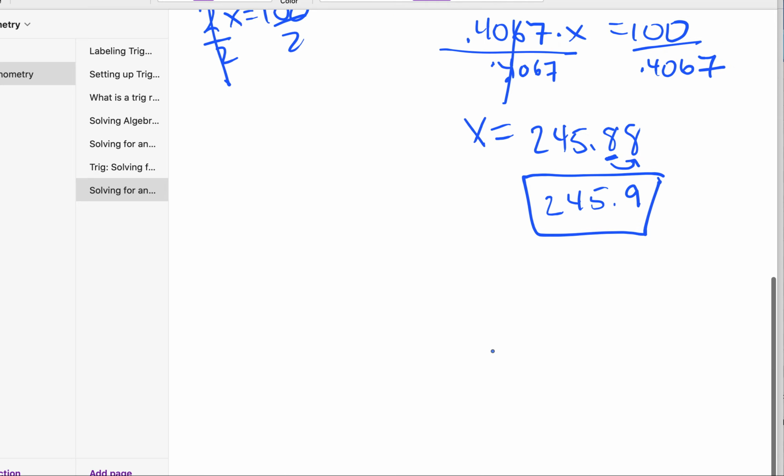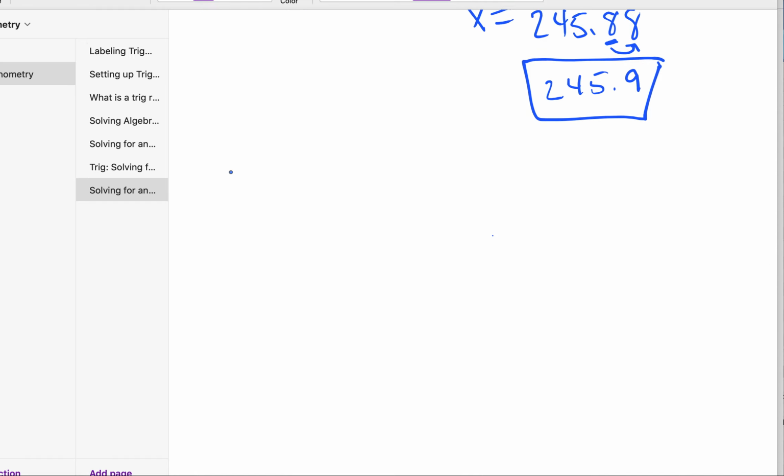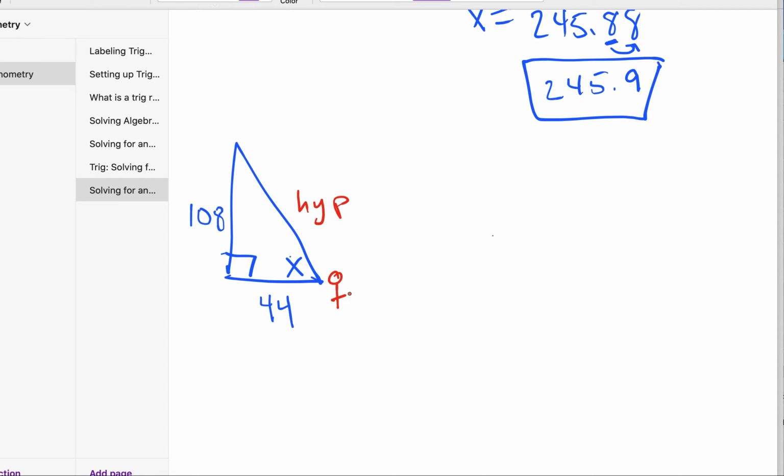So the next step is to look at solving for a missing angle. When you have all the sides, you can have either 2 or all 3. Let's make it a bigger number. Let's say I want to find this angle here. So we always label first. Here's my hypotenuse. Here's my reference angle. Opposite of that is here. And next to it, or adjacent to it, is there.